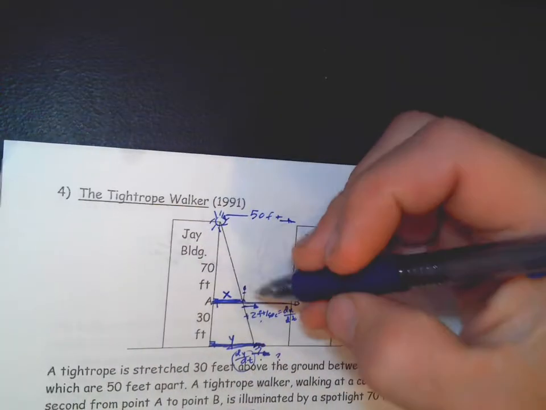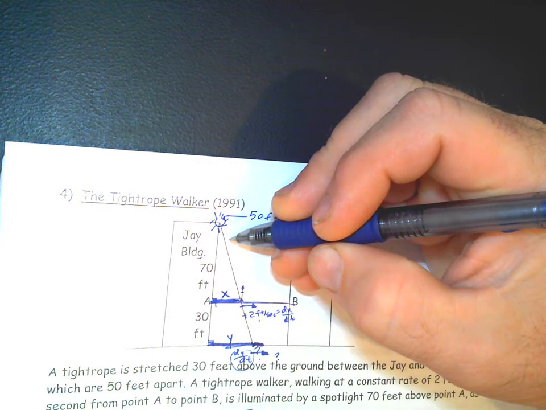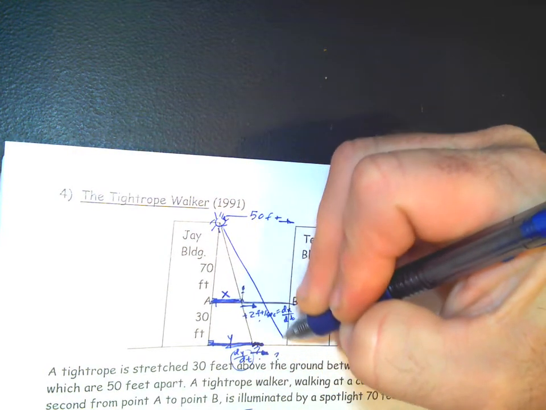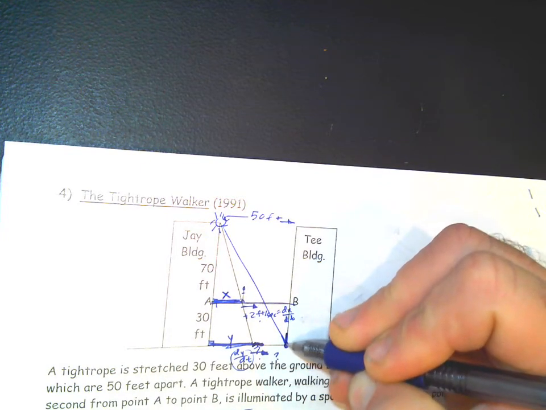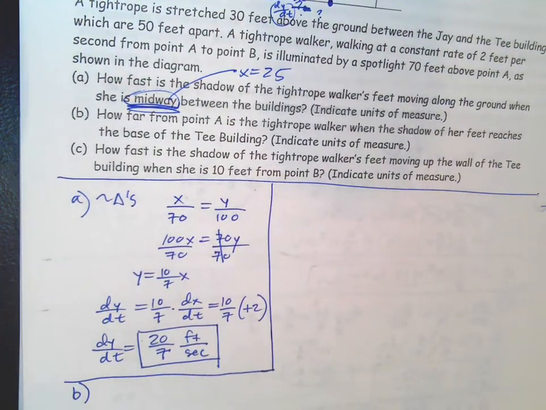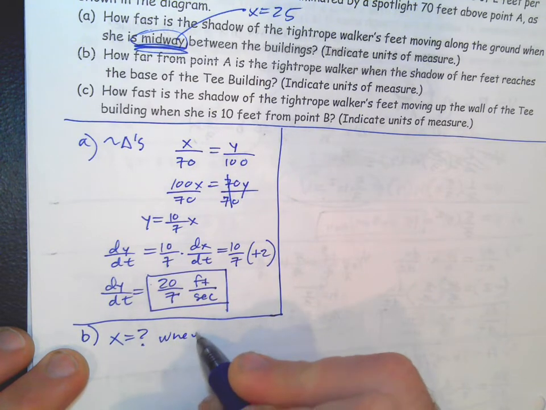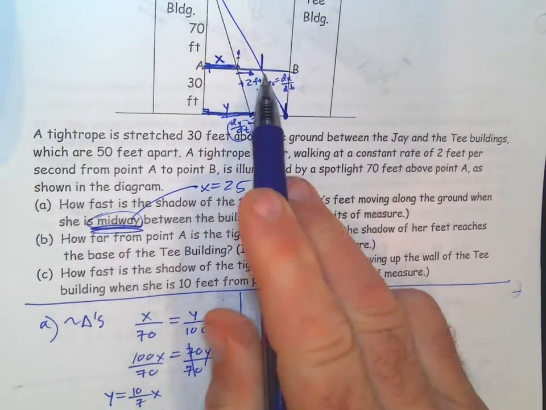So she's going to keep going, and then at some point the shadow of her feet reaches the base. So as she's moving along here, eventually her shadow's right on the building, and her feet are right there. So we're trying to figure out when that is. So I draw it there. This isn't calculus, this is geometry. But we're probably going to use those same similar triangles because we're trying to figure out what x is when y equals 50, right? Because y would be all the way here. And then we're trying to figure out what the x value is.